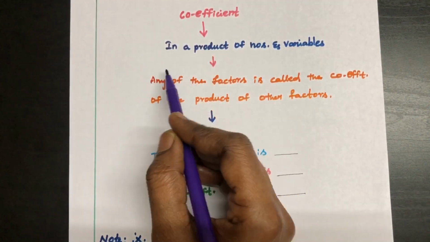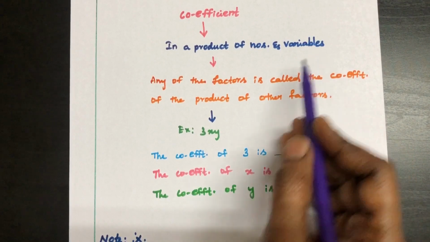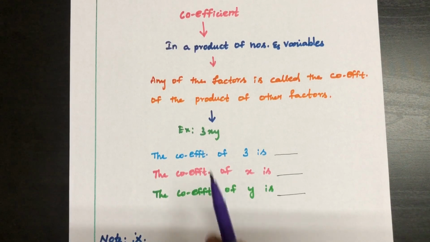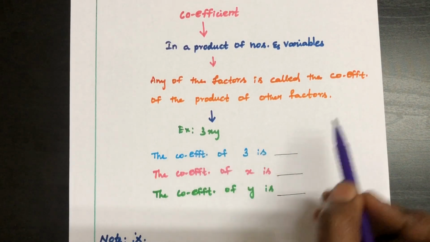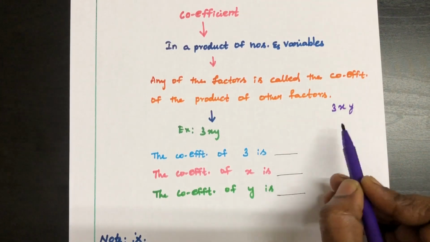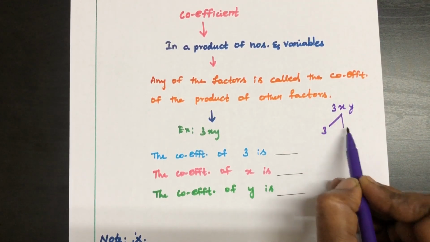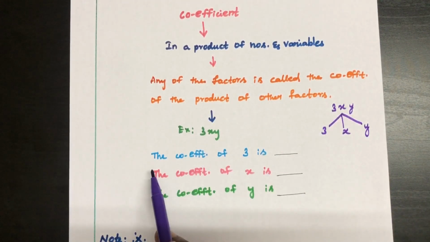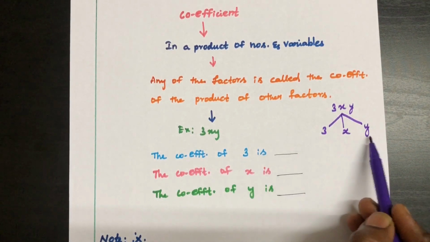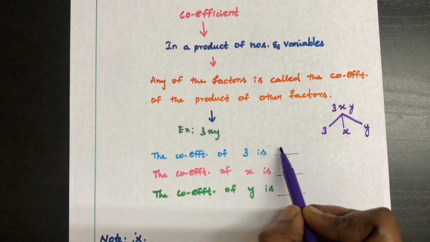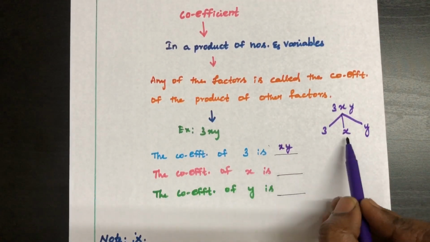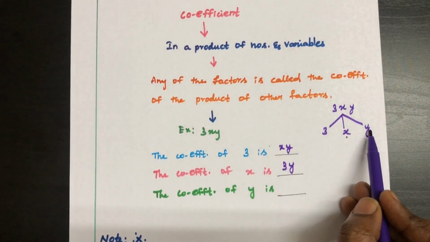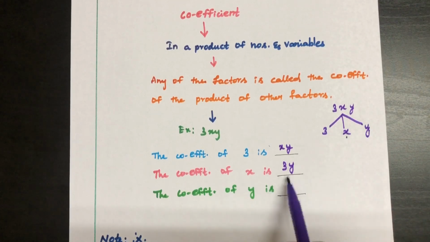Next, coefficient. In a product of numbers and variables, any of the factors is called the coefficient of the product of other factors. Okay. So now, example 3xy. So 3xy means, what factors does it have? 3 is one factor, x is another factor, and y is another factor for this 3xy. Now, the coefficient of 3 is the other remaining two factors. That's all. The coefficient of 3 is xy. The coefficient of x is the other factors, 3 and y, 3y. The coefficient of y is the remaining factors, 3 and x. That's all, 3x.